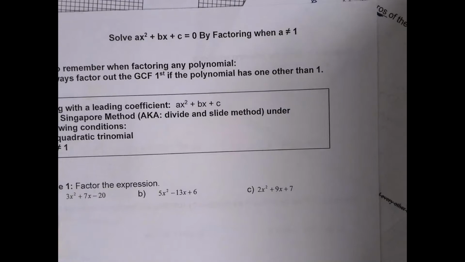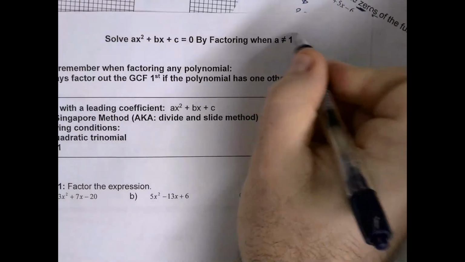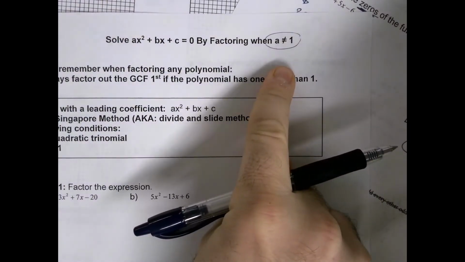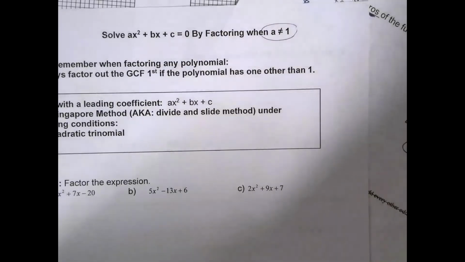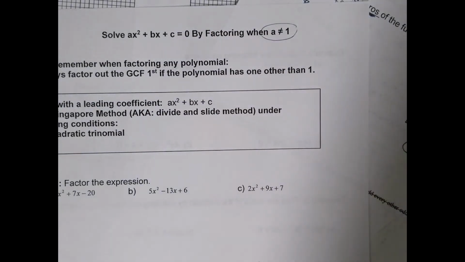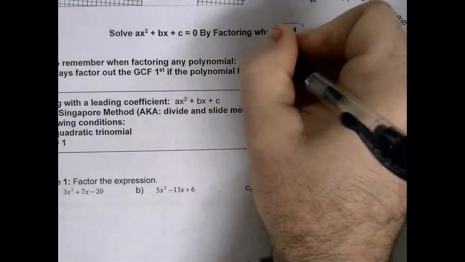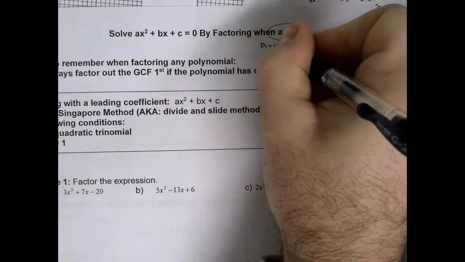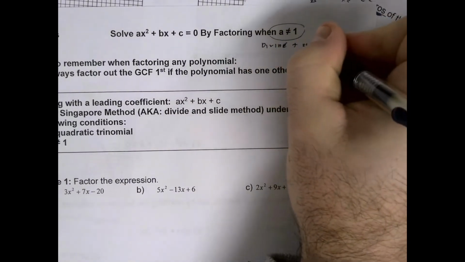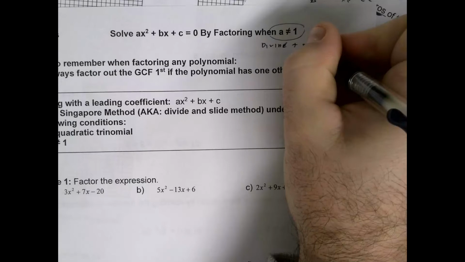And here, I want you to circle this, guys. When a does not equal 1, this is critical. When a doesn't equal 1, we use this method. It's called the divide and slide. Divide and slide. And this method was derived in Singapore.